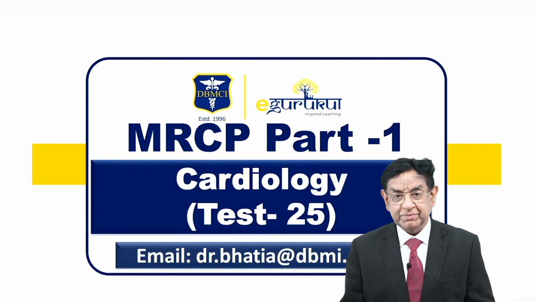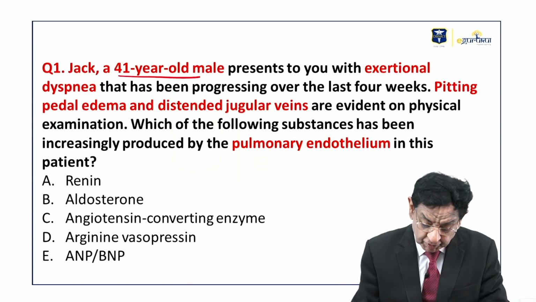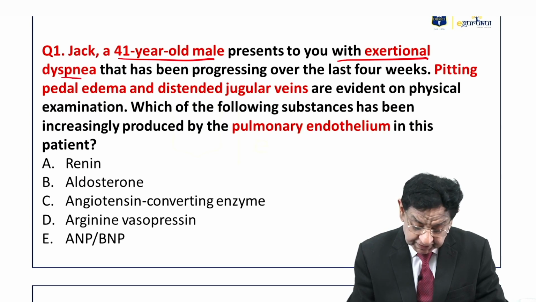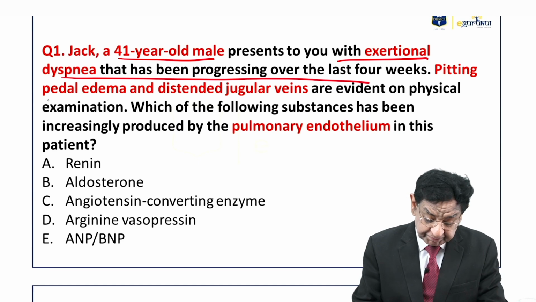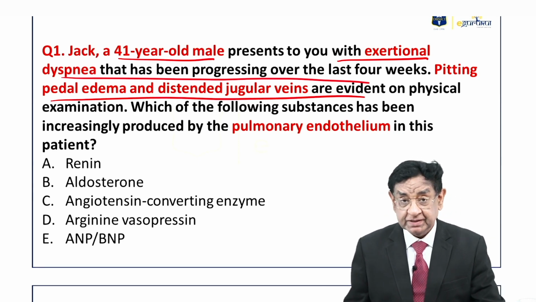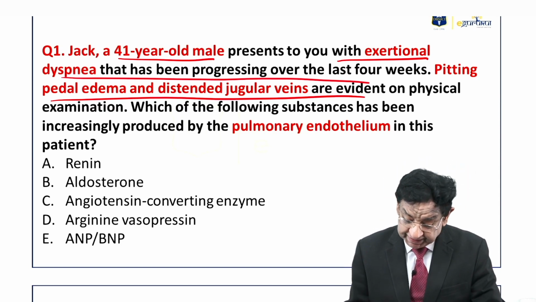Hello everyone. Now I'll be discussing a question of cardiology. We have a 41-year-old male who has exertional dyspnea that has been progressive over the last 4 weeks. Pitting pedal edema and distended JVP are evident on physical examination. It is very obvious that the patient most likely has congestive heart failure.